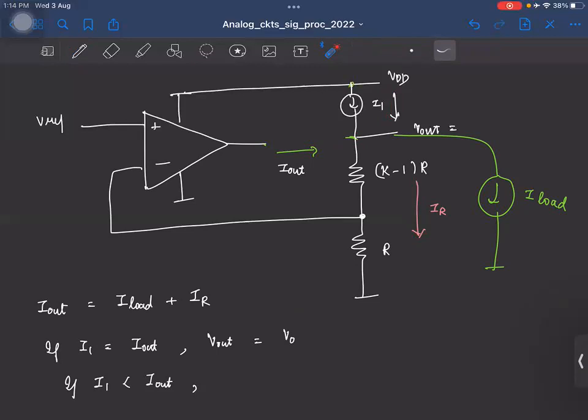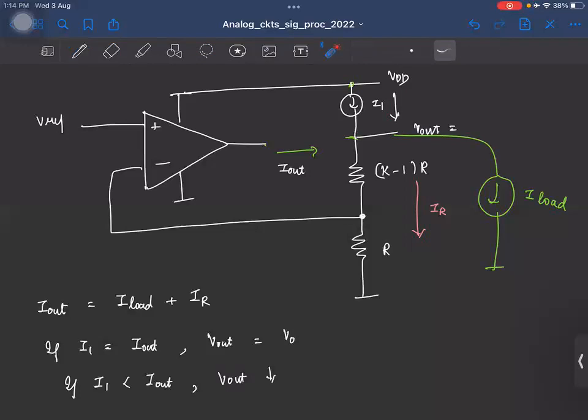Because earlier, let's say you had I load plus IR, you removed I load from here, the current IR was flowing in this branch and generating the output voltage. But now you have a smaller current, say some 1 milliamp smaller or something. But here the current you are pulling is the same I load, so a smaller current will flow in this branch. So V out will also reduce, right? So obviously you cannot keep it like this.